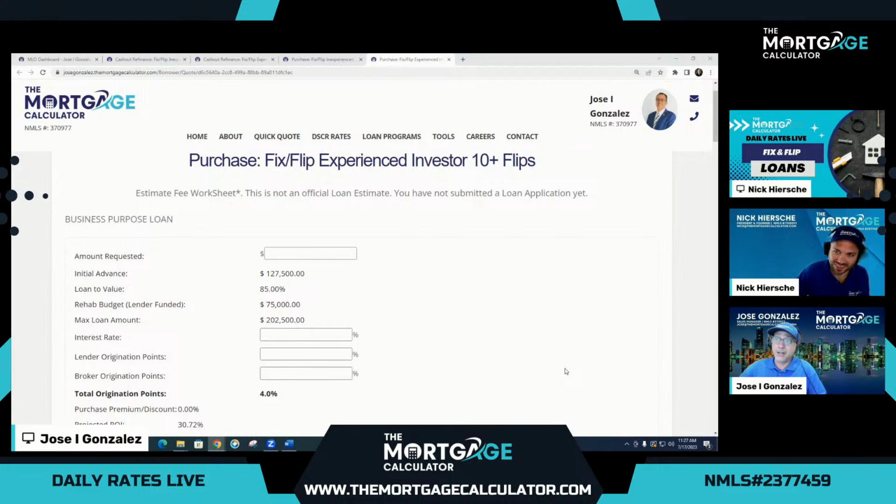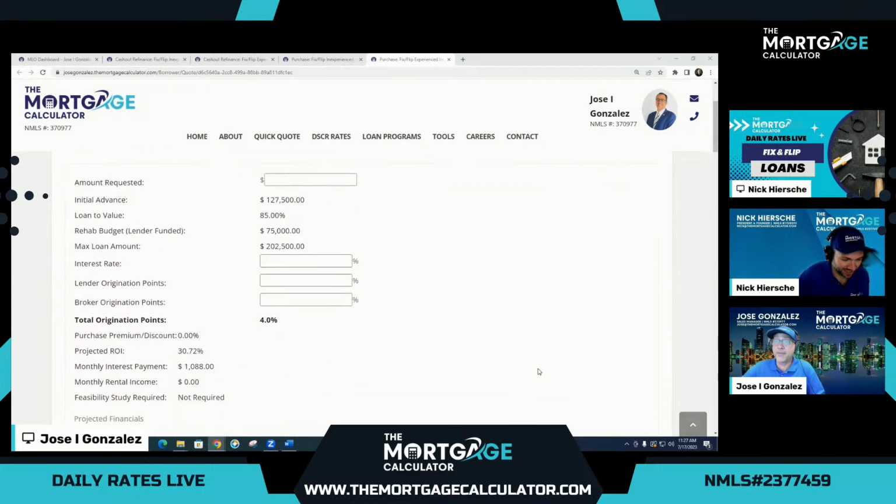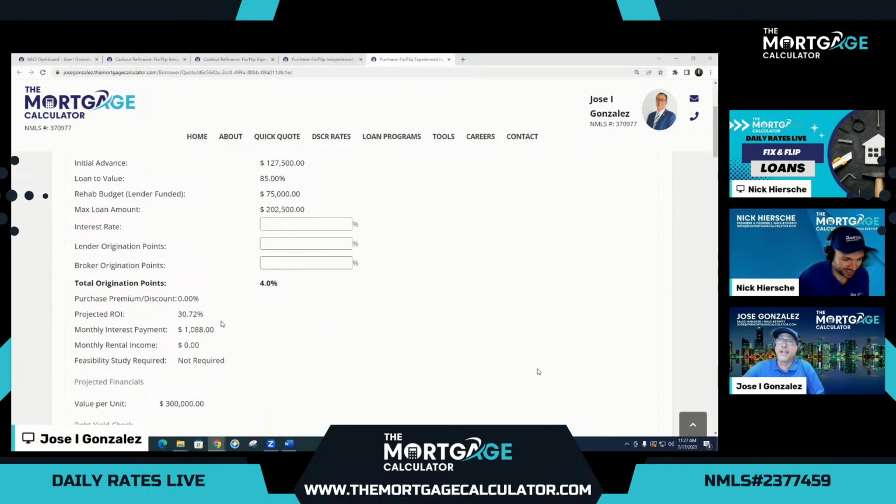85% of the initial purchase amount for the as is, and 100%, I repeat, 100% of the rehab. Now, important to note here that this project has an ROI projected of 30.72%, which is what the lender is going to be looking at with the magnifying glass. And we have an ARV of $300,000. That's the key here, because our total loan amount, 202,500, to 300, that's what they're looking at. So it's a really sweet deal.